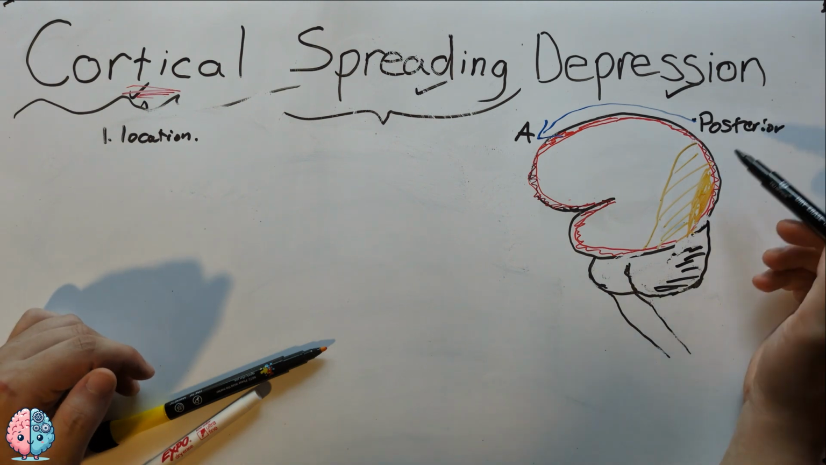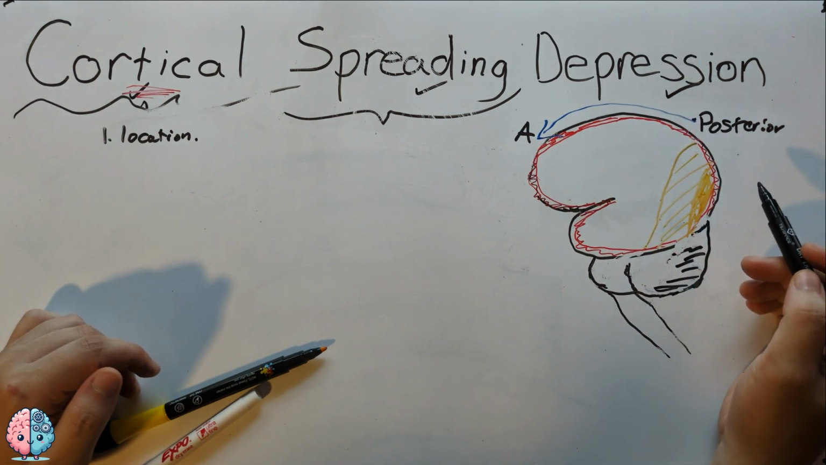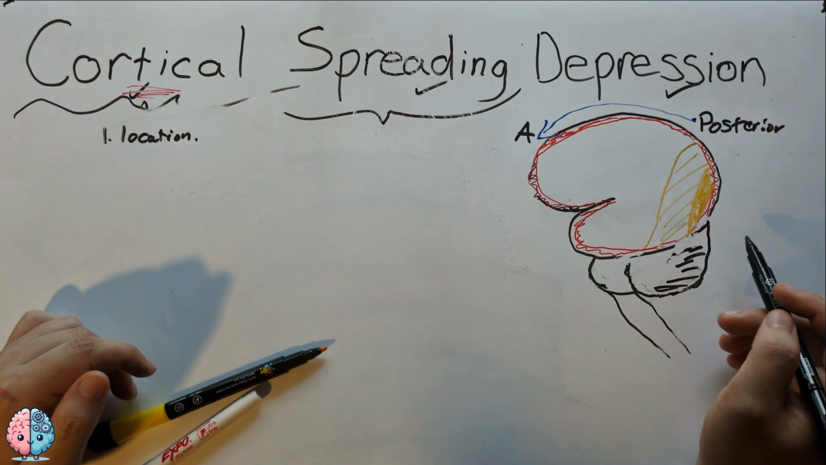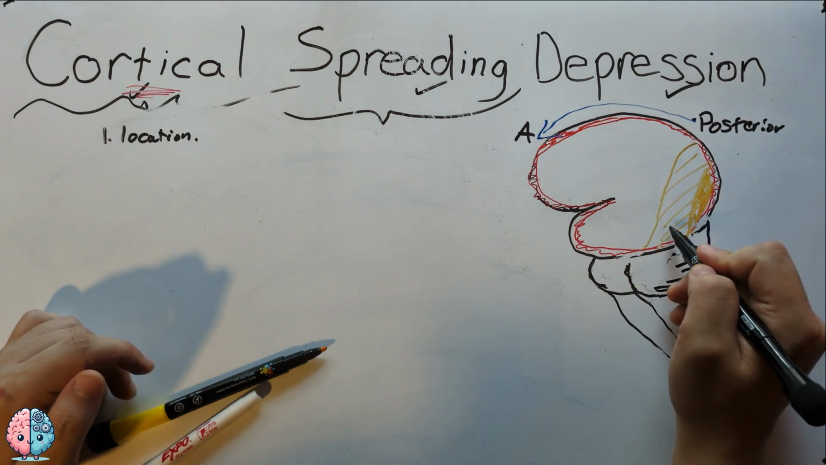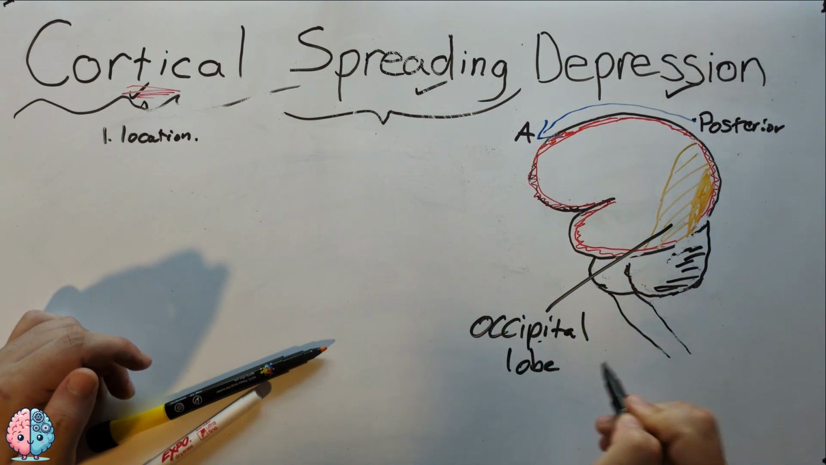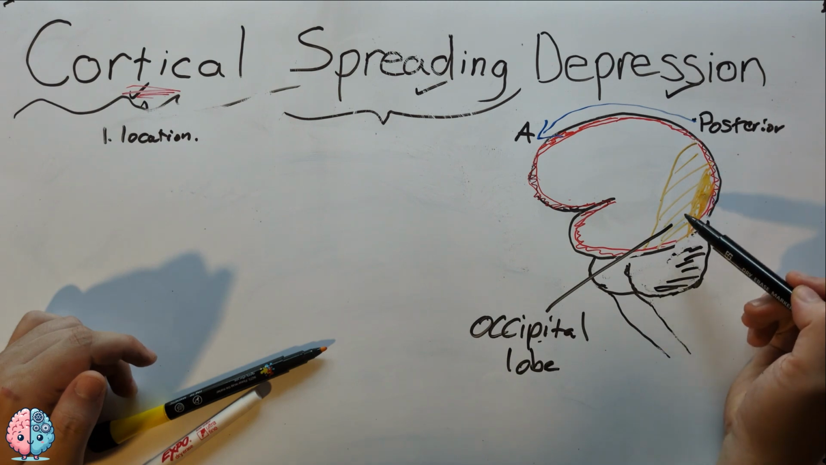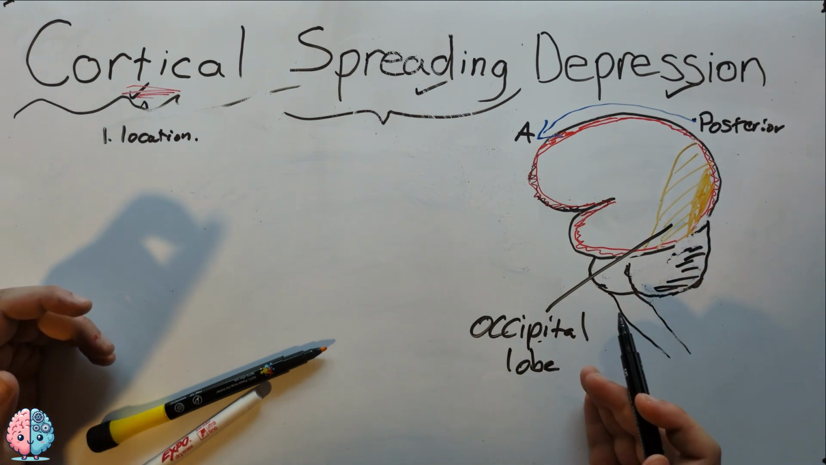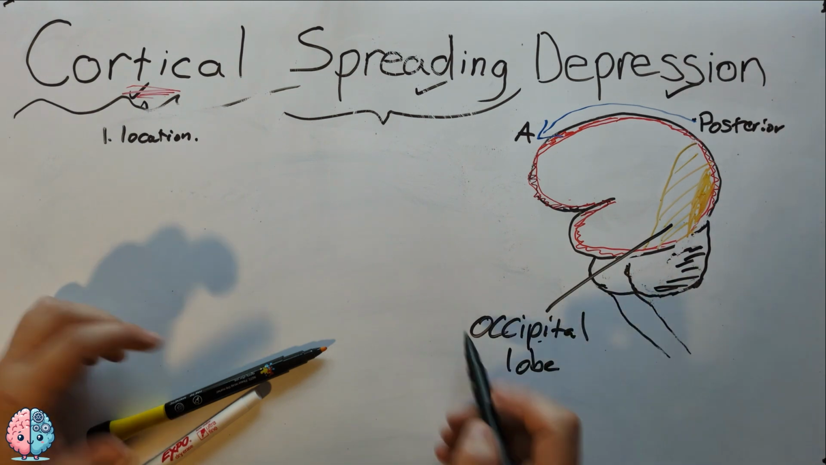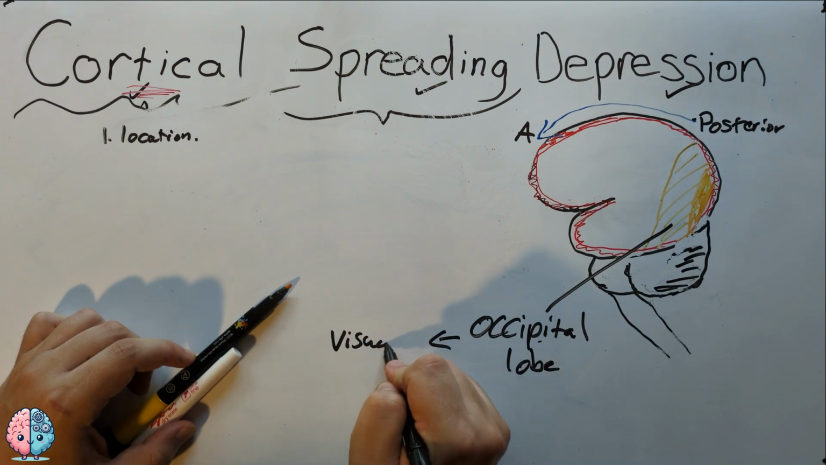Now, as it progresses from posterior to anterior with migraine with aura, we see different symptoms occurring. So, for example, again, in the occipital lobe, let's just label this occipital, we see changes in visual processing. Why? Because the occipital lobe is in charge of visual processing. So when we see migraine with aura, we see visual aura.